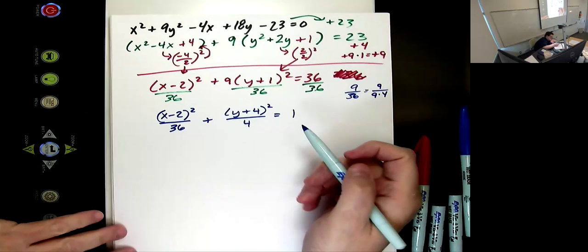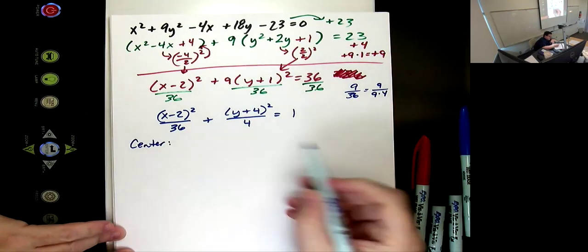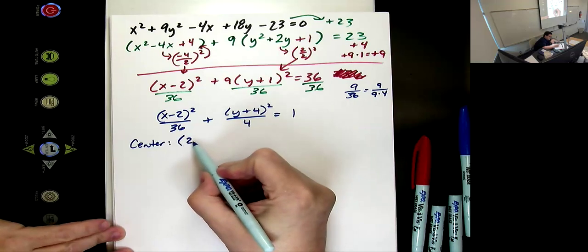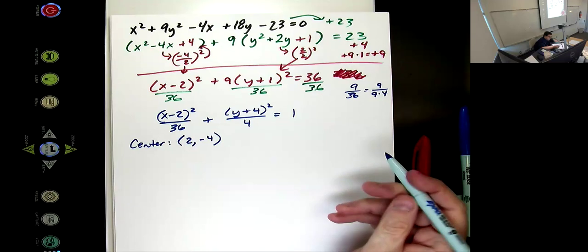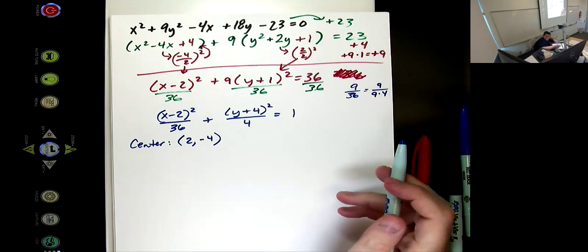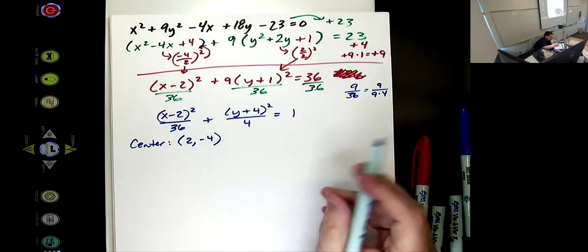Okay, so where's the center at? Well, it's 2 and then -4. 2x and 4y, -4. I agree with that. Where are the vertices at?